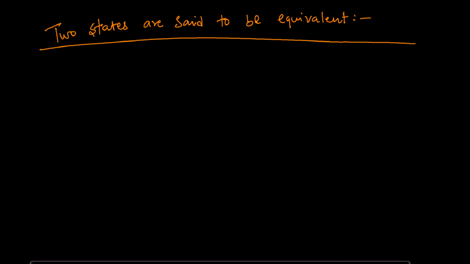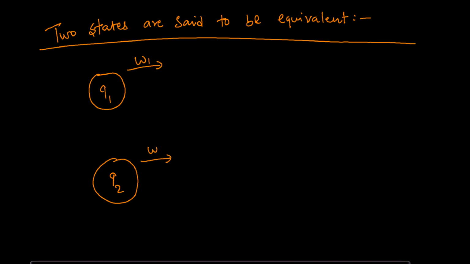Two states are said to be equivalent. Let's say this is one state and this is another state. This is state Q1, this is state Q2. Means by traversing you come to Q1, and by traversing you reach Q2. Once you are at these two states, let's say string W1 comes on Q1, W1 comes on Q2.